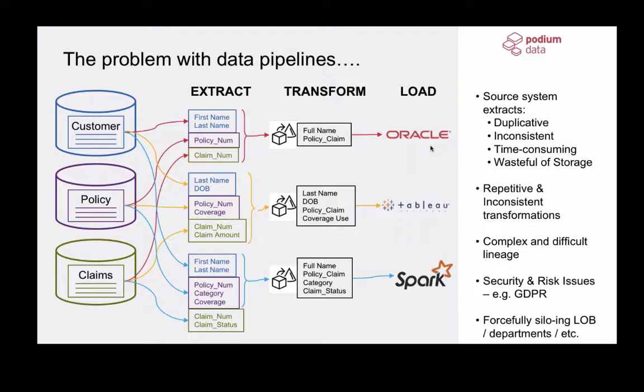And those distinct endpoints end up serving different parties and different constituents within your environment. And that means that we are forcefully perpetuating, if not actually creating, siloed views of the business for different users. And that's a problem, right?